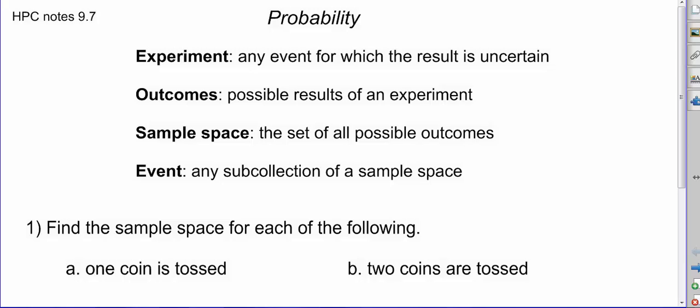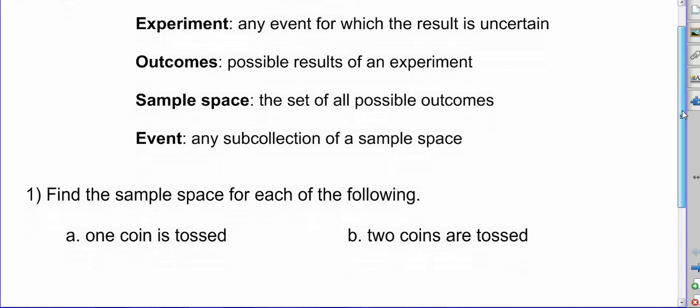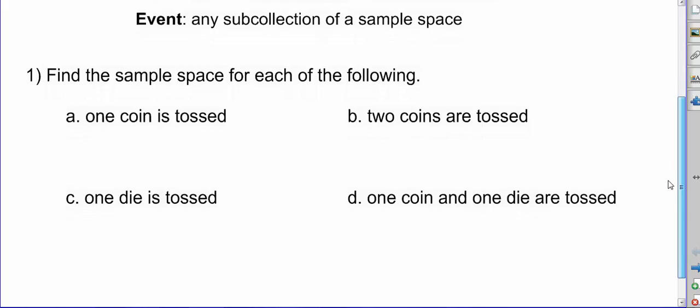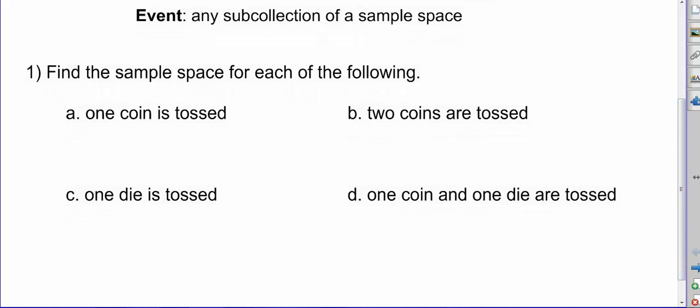First of all, some terminology. You guys can read it. I'm not going to read it all to you, but experiment, outcomes, sample space, and event. You'll need to know what those four terms mean. I'll try to show you when we get to those where we run into them. So let's start with sample space.